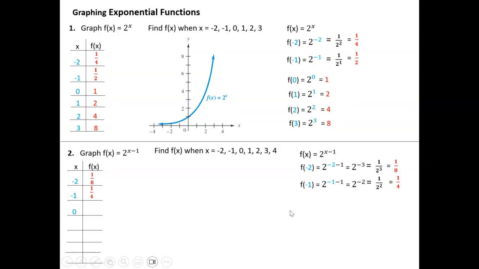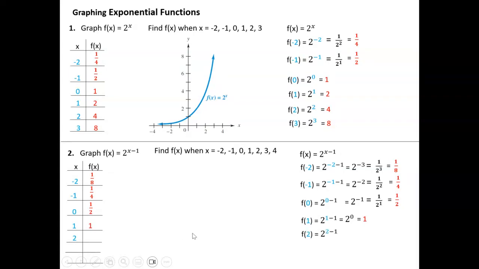When x is 0, we plug in 0 where the x is. So 0 minus 1 will give us 2 to the -1 power. It'll give us 1/2 to the first power, or 1/2. When it's 0, it's going to be 1/2. When x equals 1, 1 minus 1 will give us 2 to the 0, which will give us 1. So when x is 1, my y is 1.